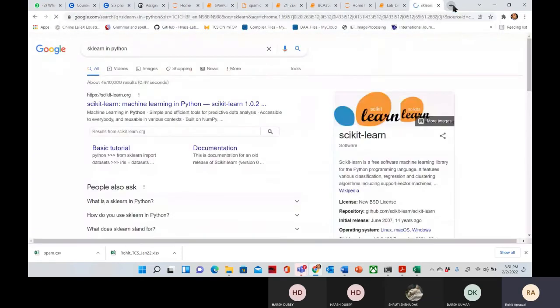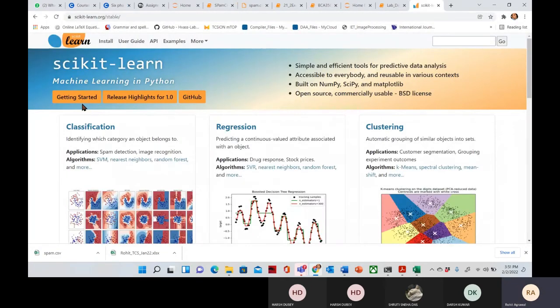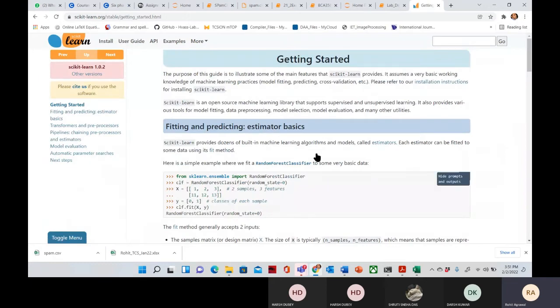Sklearn Python documentation. This is scikit-learn. Okay, getting started, you can have a look here. The purpose of this guide: sklearn is an open source machine learning library that supports supervised and unsupervised learning. We will learn in our class what is supervised and what is unsupervised learning. So it supports supervised and unsupervised learning algorithms, and they are used for machine learning purposes.